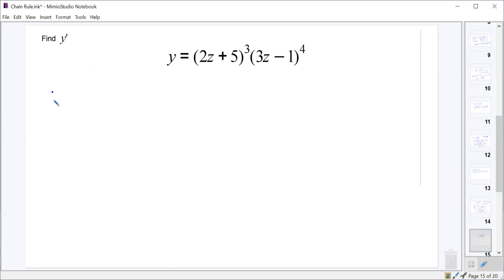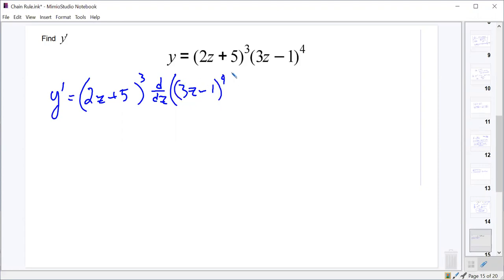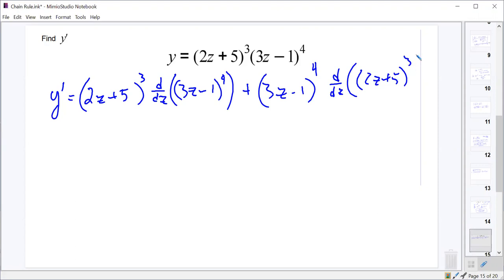So if we want to find y prime, according to the product rule, it should be 2z plus 5 to the 3rd times the derivative with respect to z of 3z minus 1 to the 4th, plus 3z minus 1 to the 4th times the derivative with respect to z of 2z plus 5 cubed.